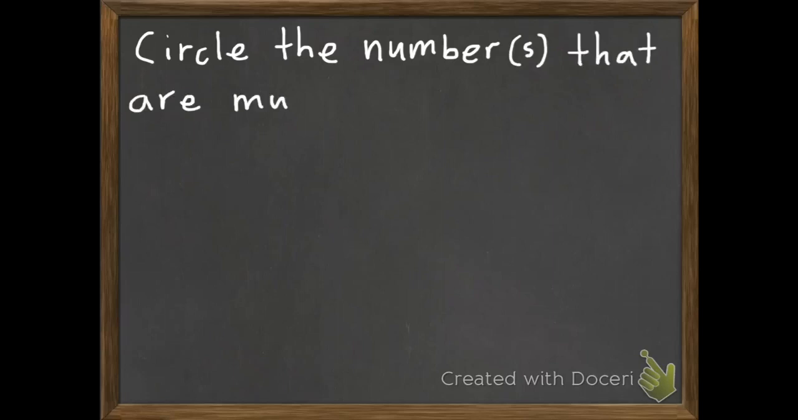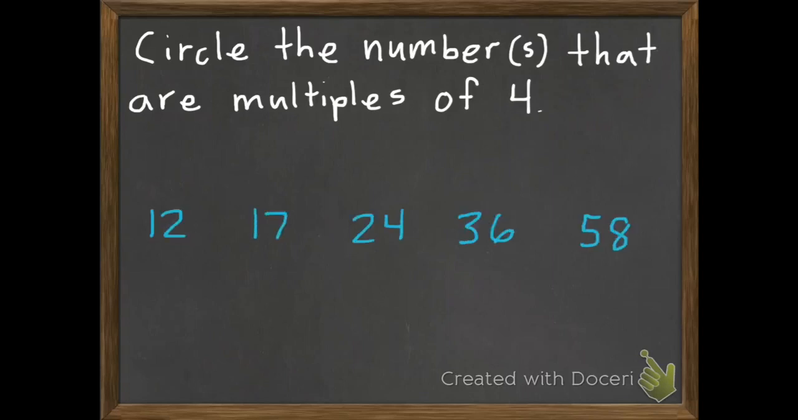Some of your questions on the homework are going to have more than just one number you have to figure out. I want you to circle all the numbers that are multiples of 4. So they're going to give you, say, 5 numbers, like 12, 17, 24, 36, and 58. And they want to know which ones are multiples of 4. And if they are, you circle them.